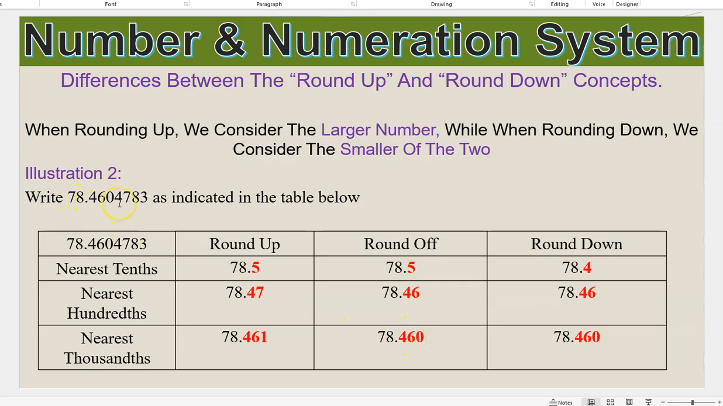Round down, the same thing. When rounding down, we consider the smaller of the two, 4 and 7. Which of them is the smaller? It is 4. And 4 is not up to 5, and therefore we leave it out. And then we write 78.460.